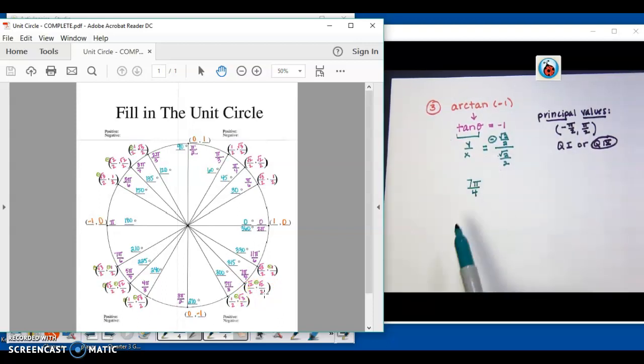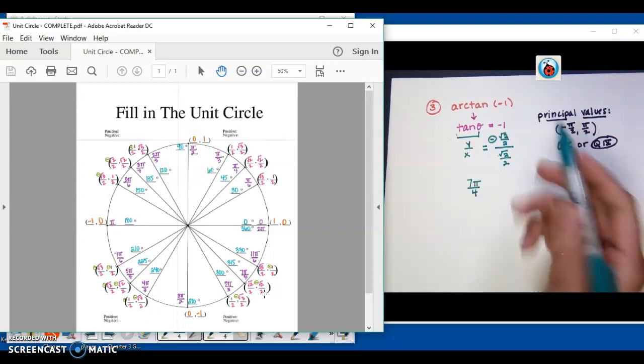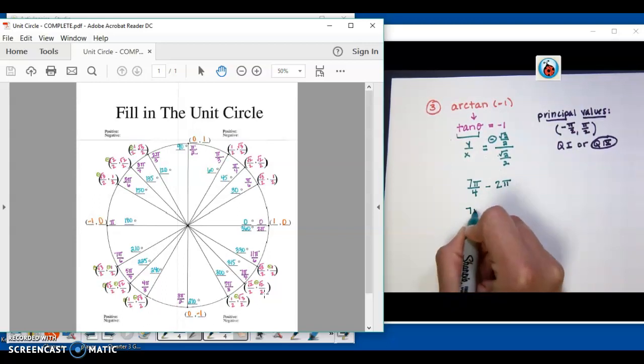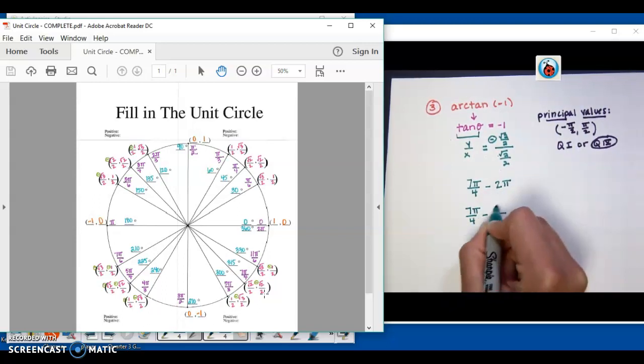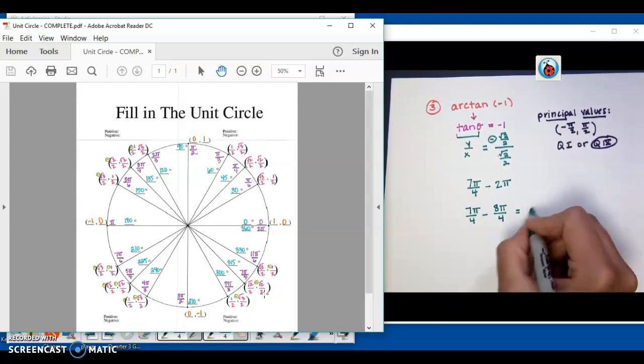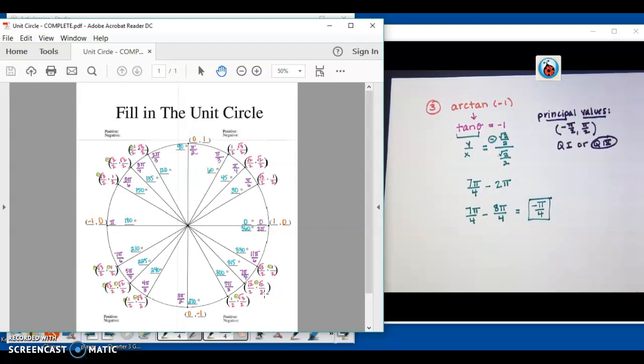But because it was in quadrant 4, it does not fit in our interval, it's too big, so we have to subtract 2 pi. If we make our denominators the same, we subtract 8 pi over 4. So we end up with negative pi over 4 for our final answer.